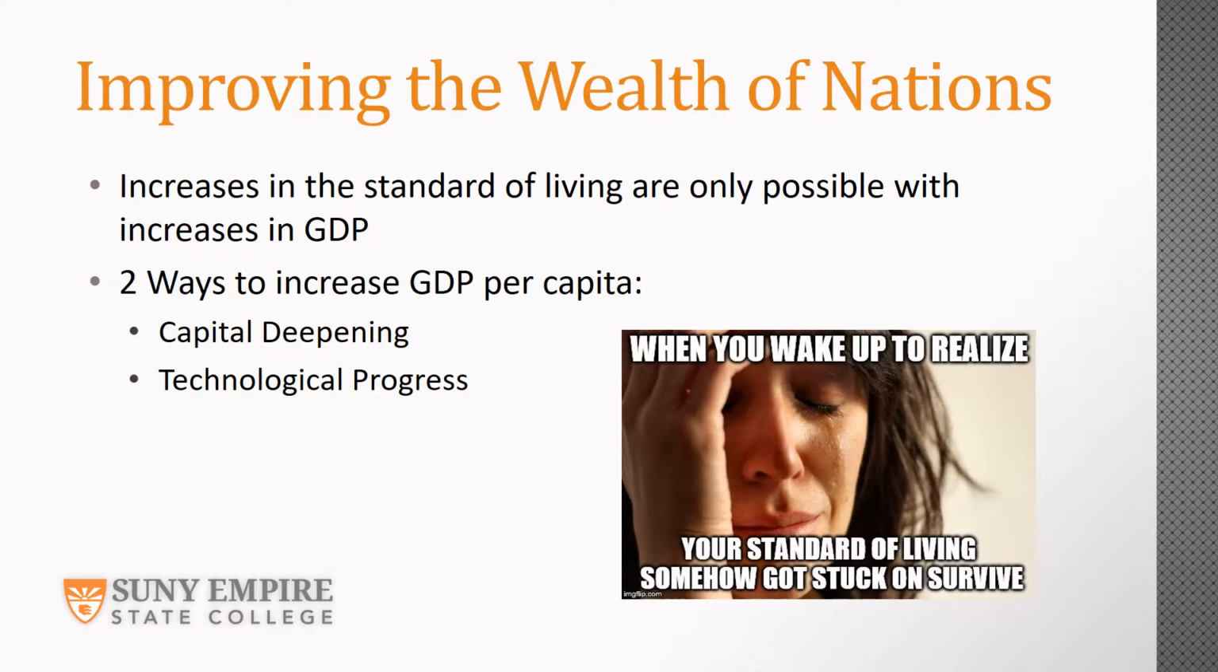In a previous resource, we discussed how economists use the gross domestic product to measure the standard of living in a nation. More specifically, the GDP per capita. Therefore, the only way the standard of living can improve is for the GDP to increase. How can this happen? There are two ways in which the GDP per capita can increase: capital deepening and technological progress.